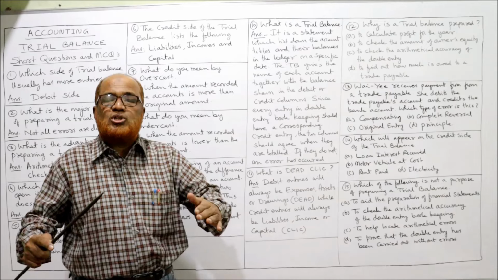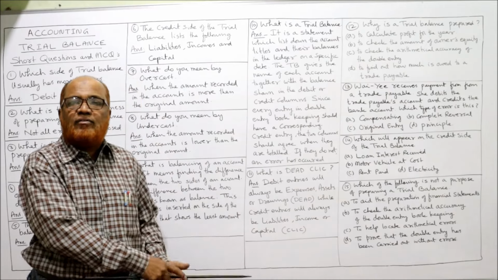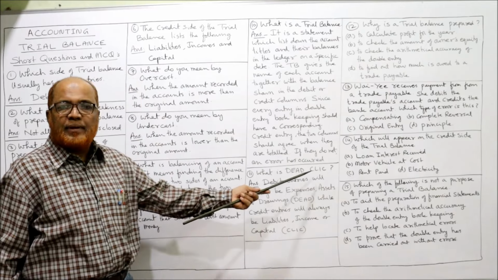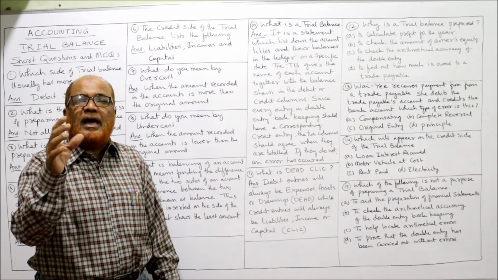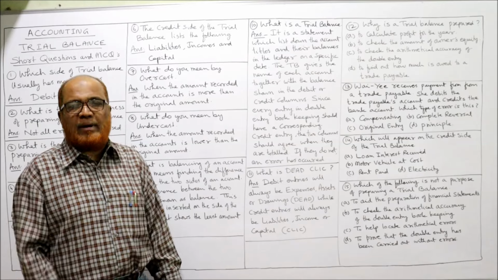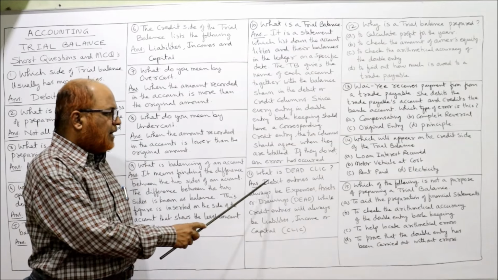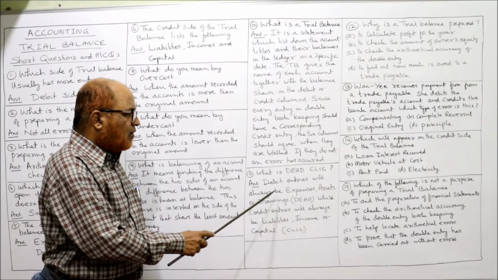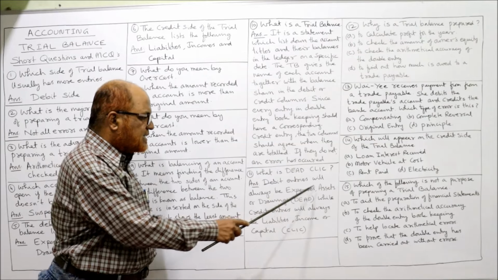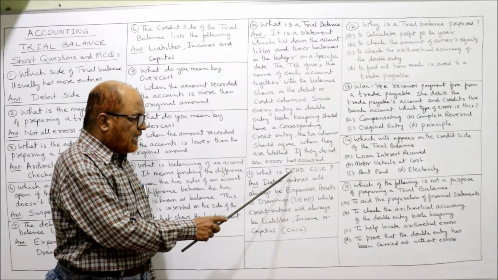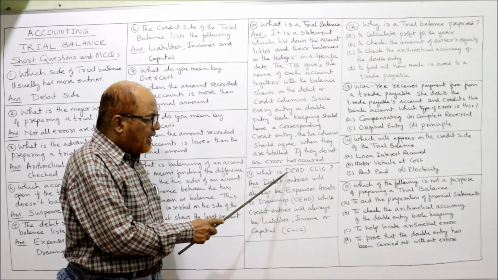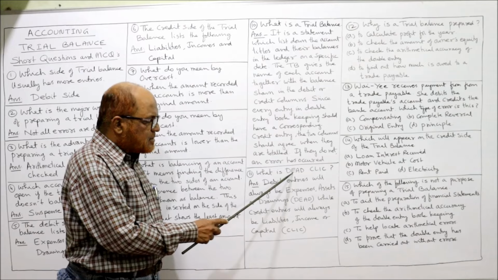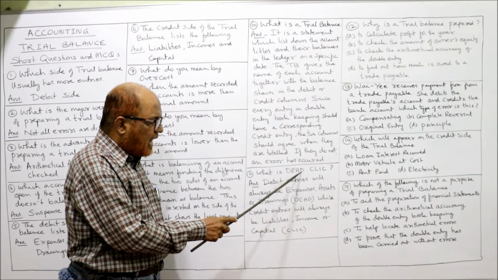The technique, the shortcut method, is to remember the word DEAD CLIC. By remembering this word, it will be helpful to make the trial balance. What do you mean by DEAD? Debit entries will always be expenses, assets and drawings. D stands for debit entries: expenses, assets and drawings.